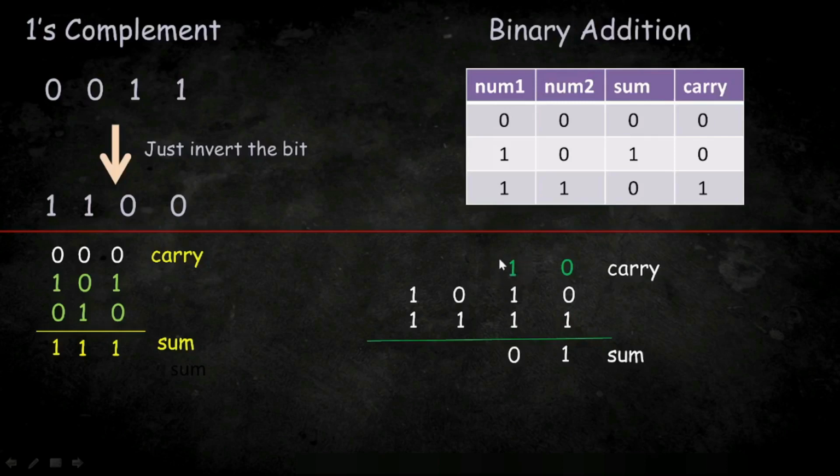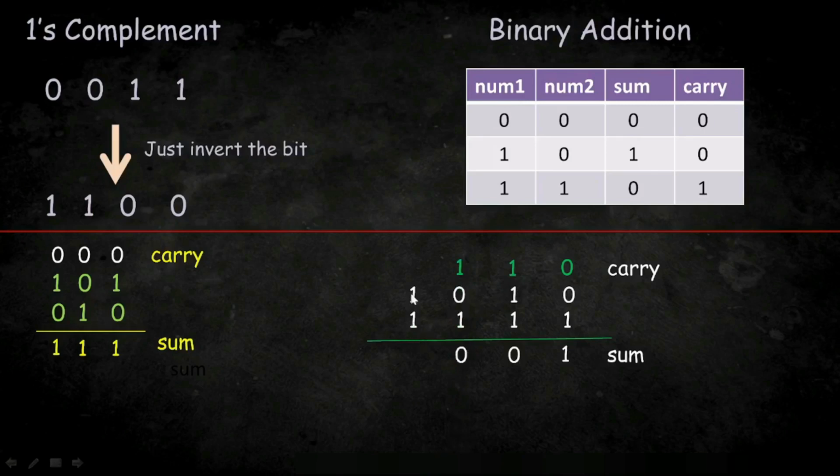Now this carry that is generated here, we need to add this carry with the sum of these next two digits. So if we add 0 with 1, then we will get 1 as sum and 0 as carry. But note that we need to add this sum with the carry that is generated in the previous 2 bits. So if we do so, then we will get finally 0 as the sum and 1 as the carry.